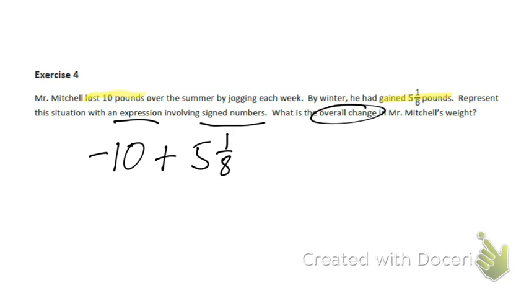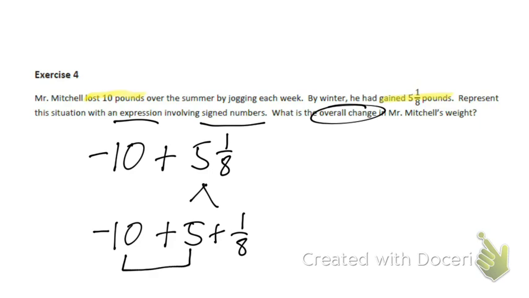So just like what we did in the other problem, we're going to break this apart, right? We're going to break up that mixed number. There's no subtraction here, so we don't have to worry about that. We've got negative 10 plus, what happens when we break that apart? 5 1/8 becomes 5 plus 1/8. Then do negative 10 plus 5. Are they the same sign or different? They're opposite signs, right? So you take the bigger one and take away the smaller one. 10 take away 5 is 5. But since the bigger one was negative, it's negative 5. Then you do plus 1/8.